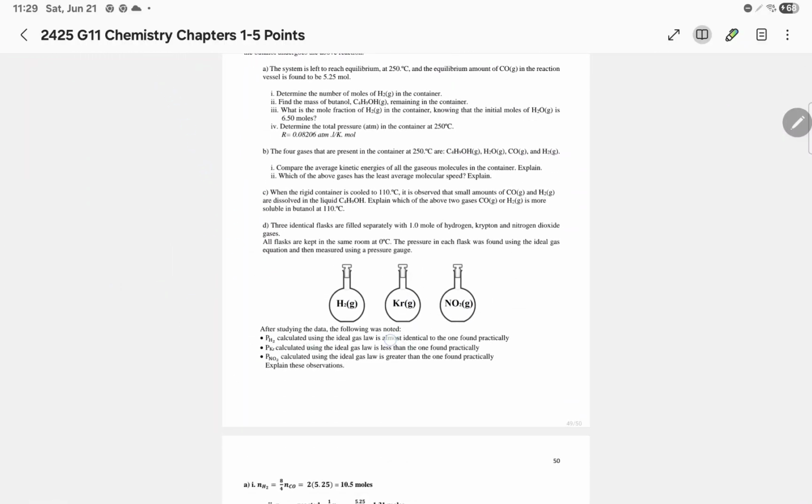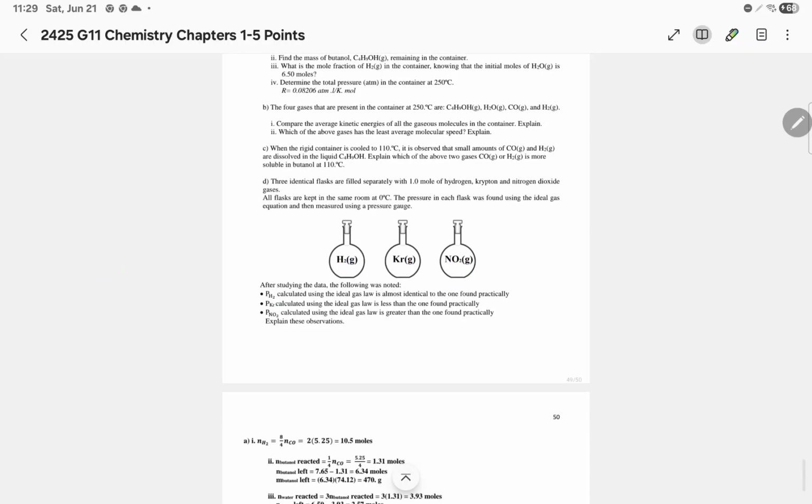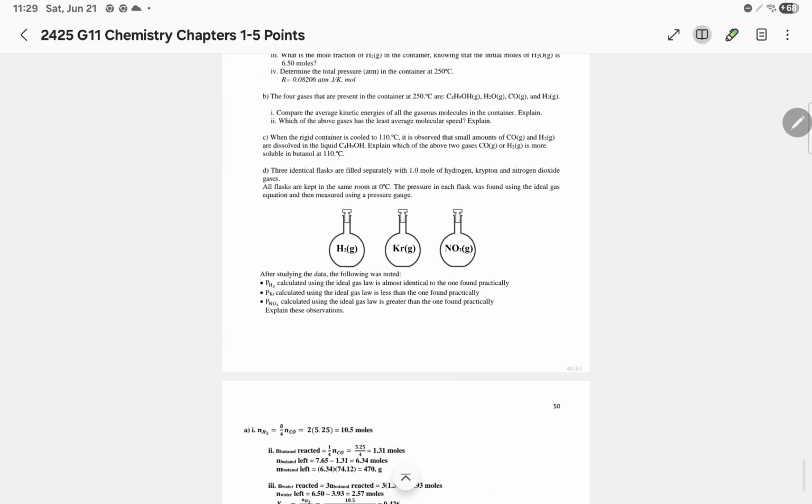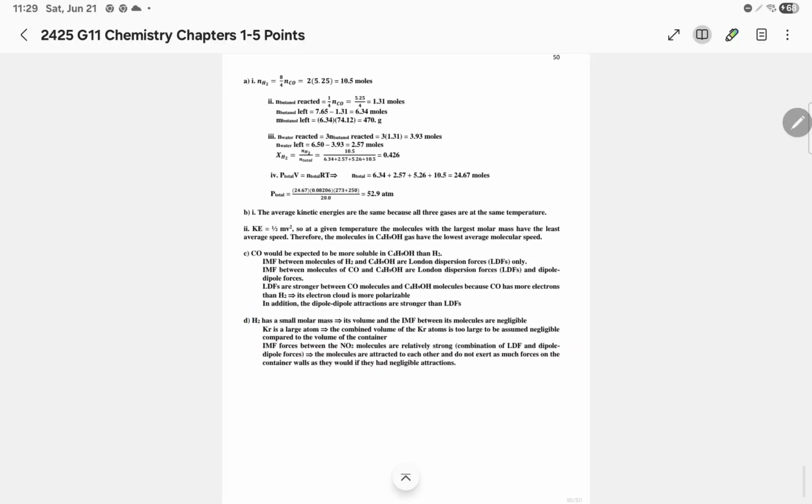So that's why it's almost identical for H2, because it's lightest also. Kr is a big particle, a noble gas, so you can't really count its volume as negligible. You have to account for it with a correction constant. And for NO2, its dipole and London forces have to affect it somehow. I don't think we've taken this.